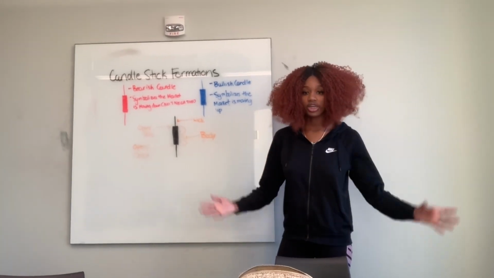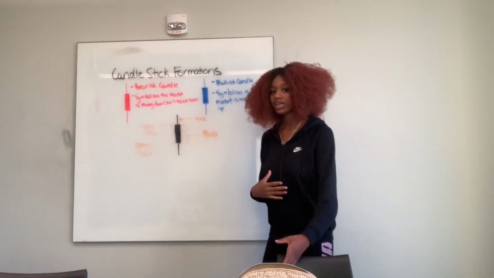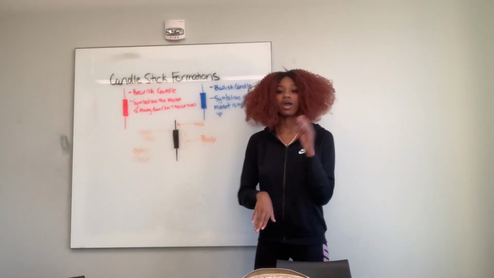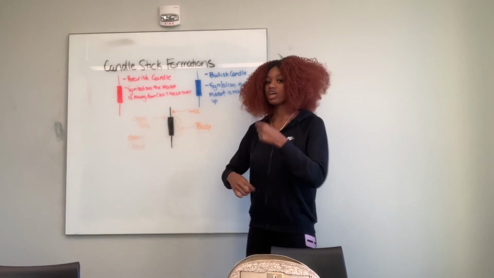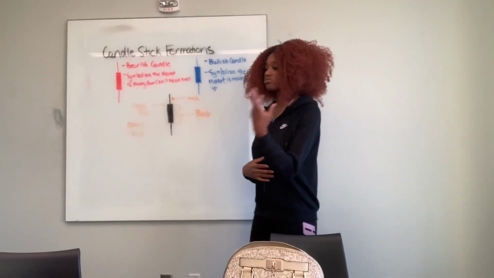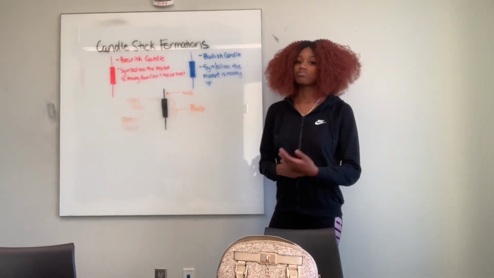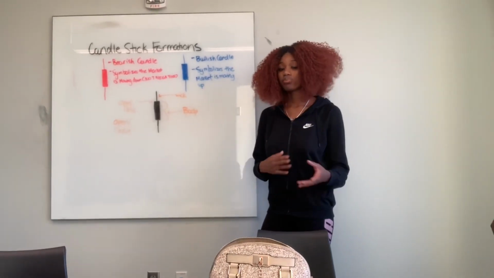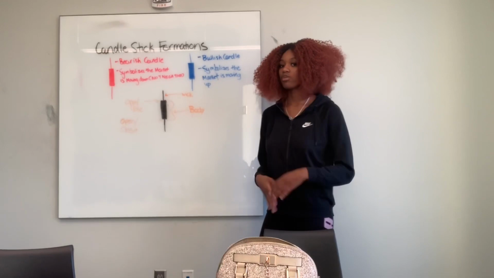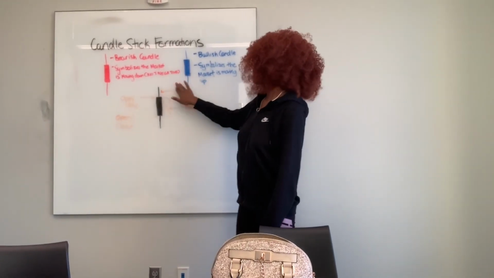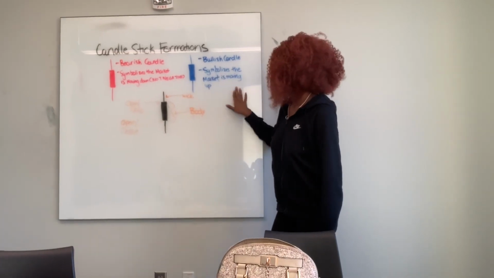A bearish market means that overall the market is moving down, though there might be a couple of green candles, a couple of bullish candles in between. A bullish market means that overall the market is moving up. There may be a few pullbacks in between, but overall the market is moving up. And a bullish candle, symbolized by green, symbolizes the market moving up.